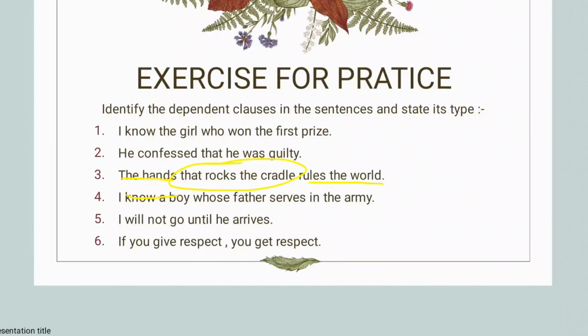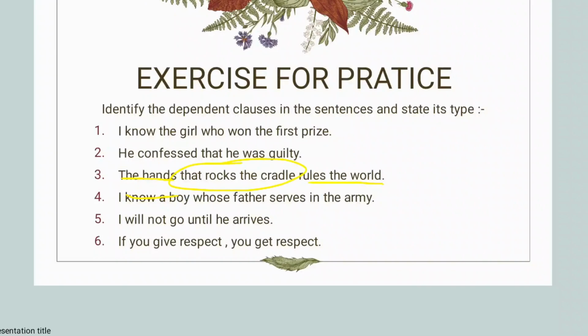Okay, now next. I know a boy whose father serves in the army. I know a boy. Which boy? So the boy is described. More information is given about the boy whose father serves in the army. I know a boy. A boy is described. So again it is adjective clause. This is also adjective clause.